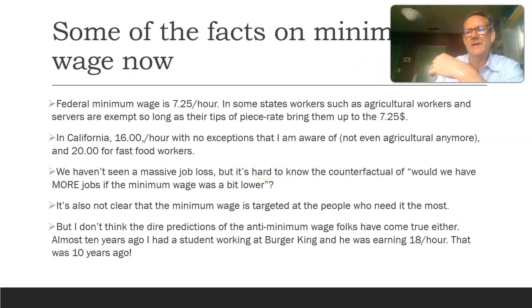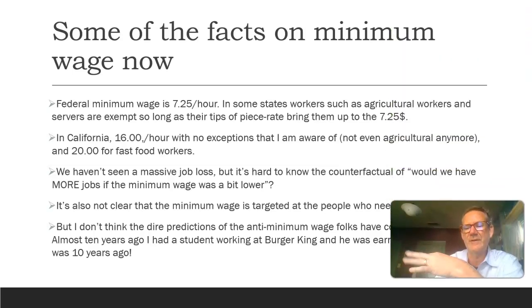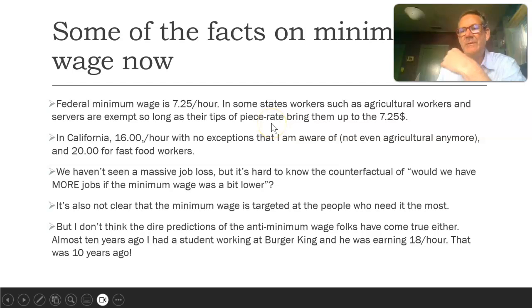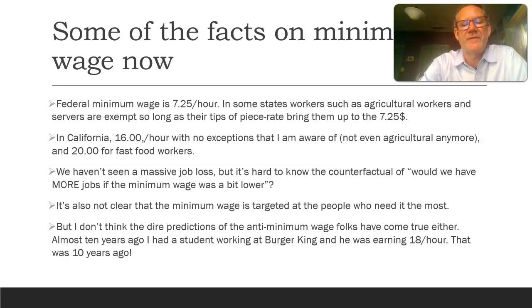Well, okay, so I've sort of given you the basic idea here, but let's just look at some of the facts on the minimum wage. This would be types of things you would be looking at in your paper if you're doing a current policy section. Not all of the triangulation will be doing current policy, but what is the current policy? Well, federal minimum wage is $7.25 an hour. In some states, workers such as agricultural workers and servers are exempt so long as their tips or piece rate bring them up to $7.25.